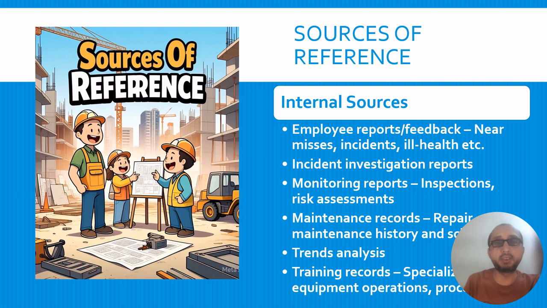Then trends: if you are doing trend and pattern analysis, this can be very useful. It will give you an idea of which types of hazards are happening, what the frequency is, and in which circumstances or conditions they occur more frequently. Then training records, especially specialized training related to heavy equipment or hazardous substances handling. In these trainings, they identify the potential hazards or sources of hazards. So these are some internal sources that can be valuable in hazard identification.